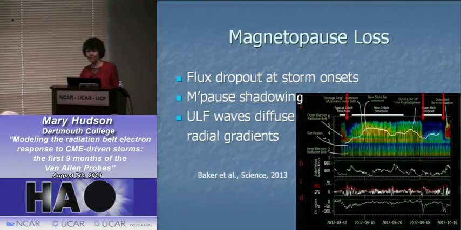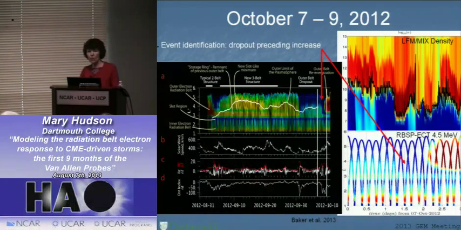Okay, so I have just a few minutes to talk now about the magnetopause losses again. And I mentioned that we've done simulations for each of these three events to examine the importance of magnetopause losses. And so we, in particular, looked at the October 7 to 9 period because you start out over here with a very strong bite-out. So you have a very strong loss that's associated with inward motion of the magnetopause.